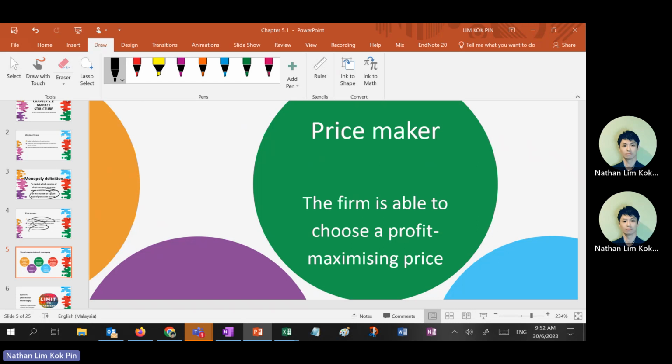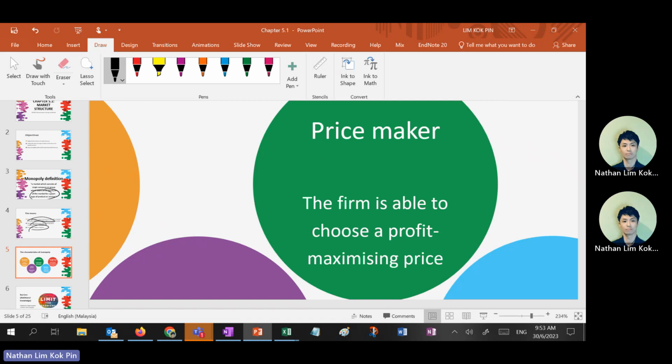Second, they are price makers because they are the only supplier in the market. Only supplier in the market means what? They can set whatever price they like. Because they can set whatever price they like, they will choose the most suitable profit maximizing level, which is equal to what? What's the profit maximizing principle? MR equals to?